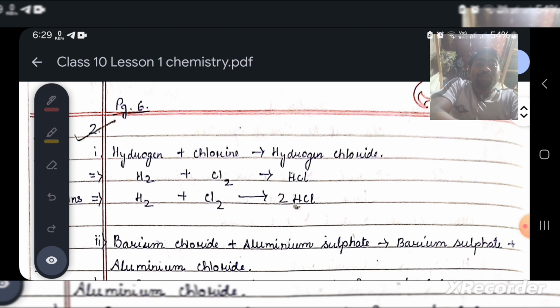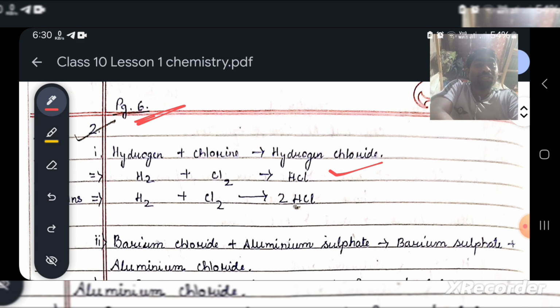So now this equation is unbalanced. This equation is unbalanced because in the reactant there is hydrogen 2, but in the product there is hydrogen 1. In the same way, in the reactant chlorine is 2 and on the product side the chlorine is 1.